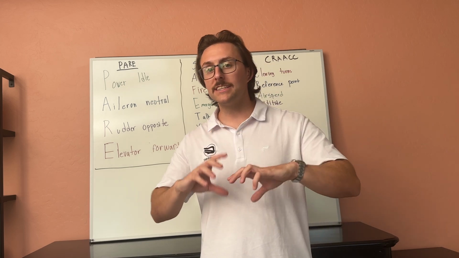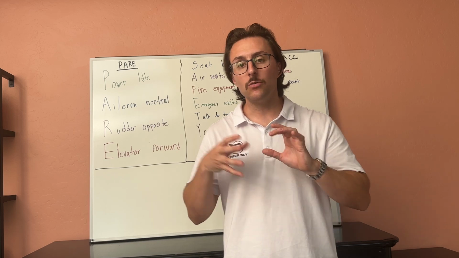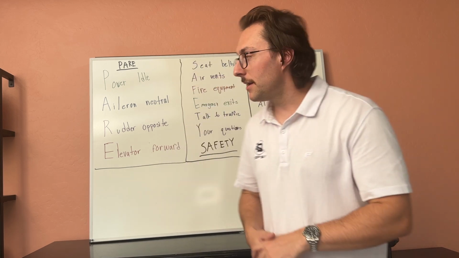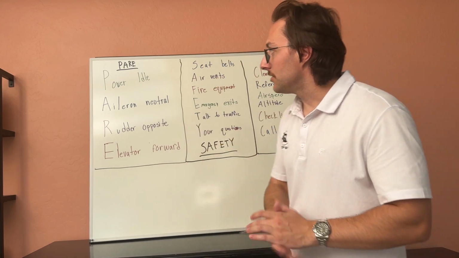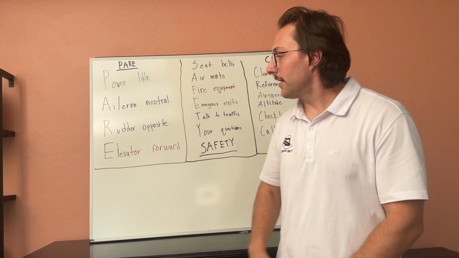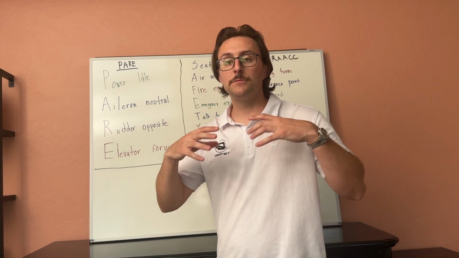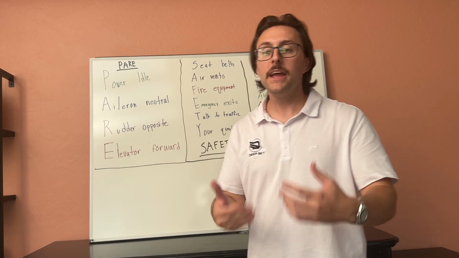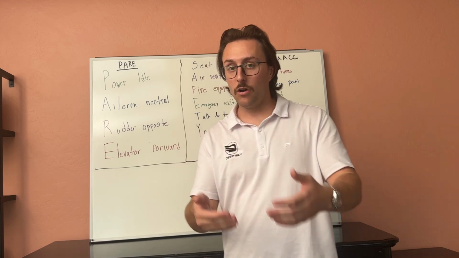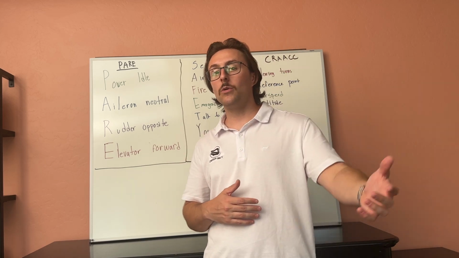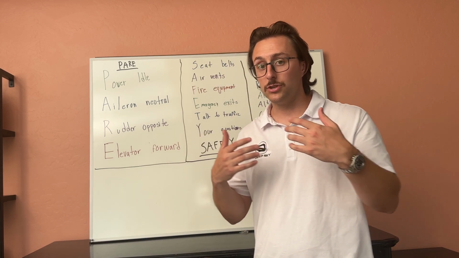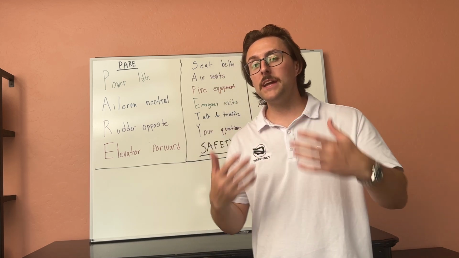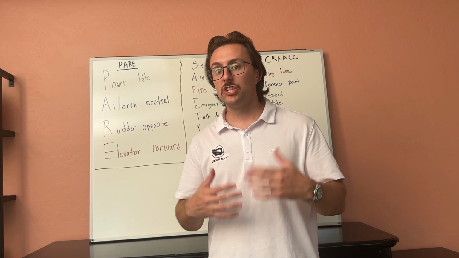Now, there are some things outside of just checklists that you also need to memorize, and I have them written up here. So the first one we're going to talk about here is PAIR. This is for spin recovery. A spin is when you stall the plane, which we talked about what a stall was in the last video. You've already done ground school, so you should know what a spin is. But a spin is an uncoordinated stall.